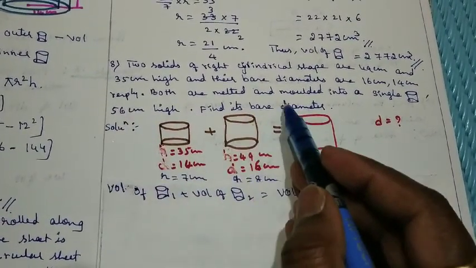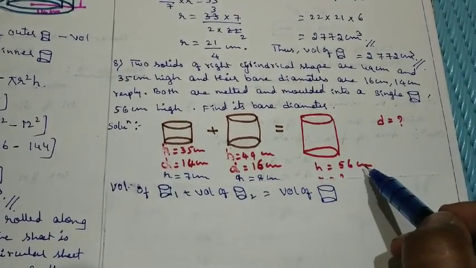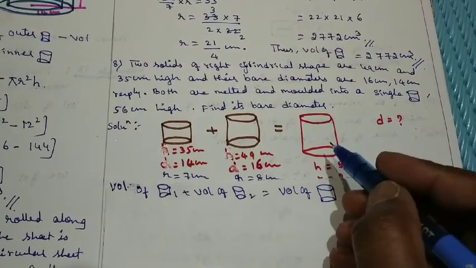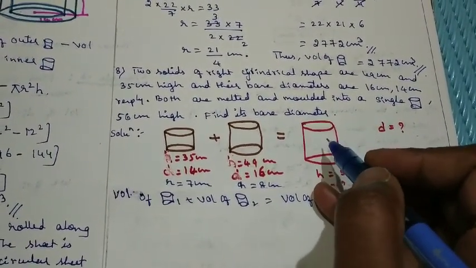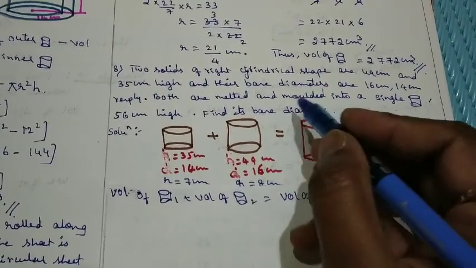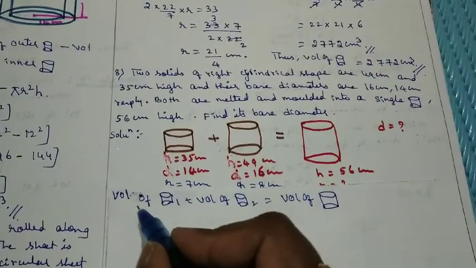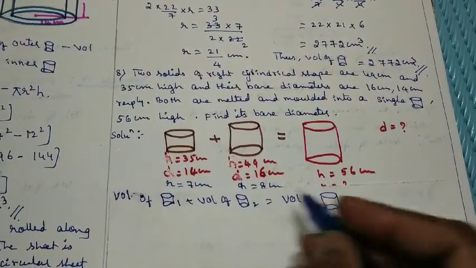Both are melted and molded into a single cylinder of height 56 centimeter. Then we need to find the diameter of this cylinder. So to find the diameter of this cylinder, first we need to find the radius of this cylinder. Then melted and molded is nothing but the volume concept. So volume of cylinder 1 plus volume of cylinder 2 equal to volume of big cylinder.